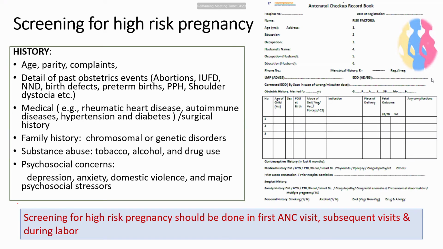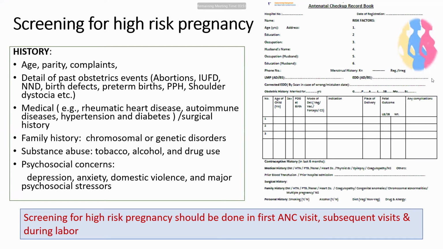Starting with the history, always ask: is it a teenage pregnancy or an elderly primary? Is it a primigravida or multi or grand multipara? So parity is also important. Complaints: is she complaining of PV bleeding, or headache, or any feature suggestive of a hypertensive disorder? These are important. Always detail the past obstetric events. So we usually form this proforma or antenatal card during antenatal checkup.